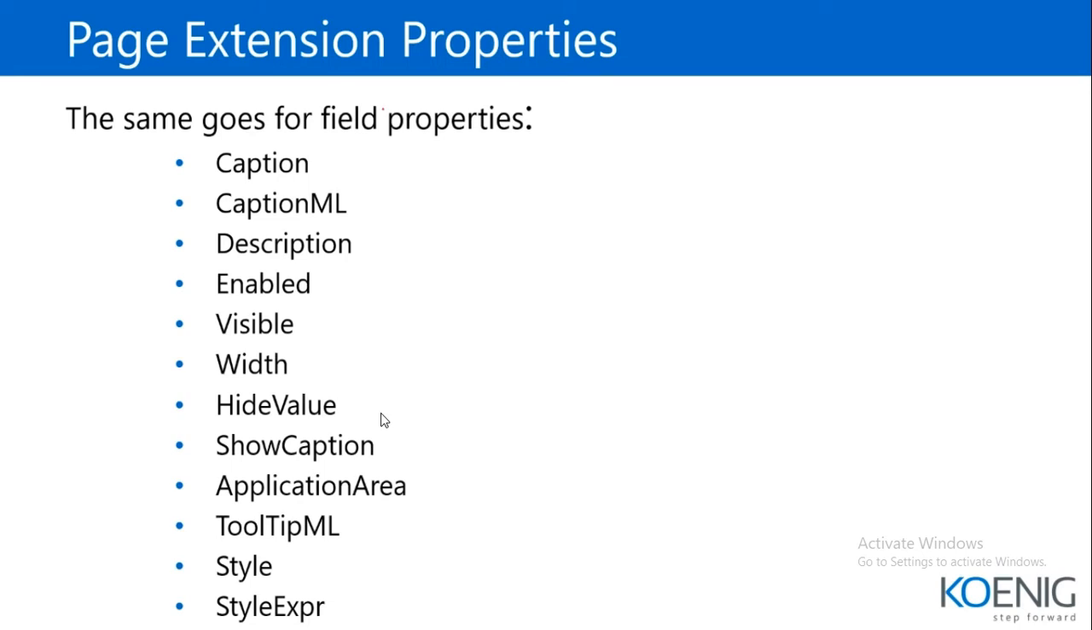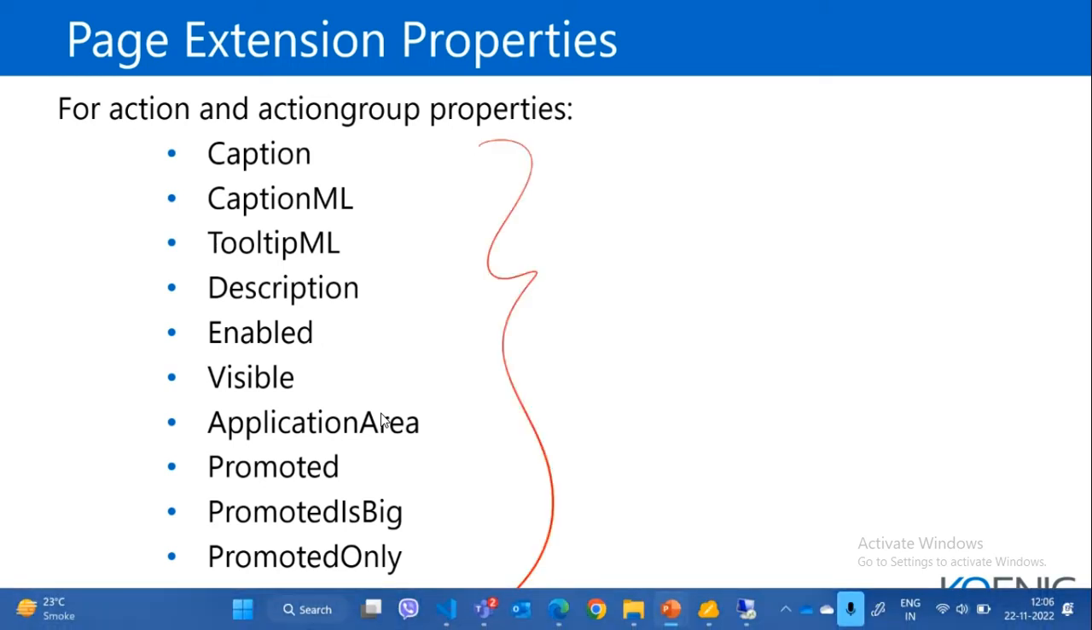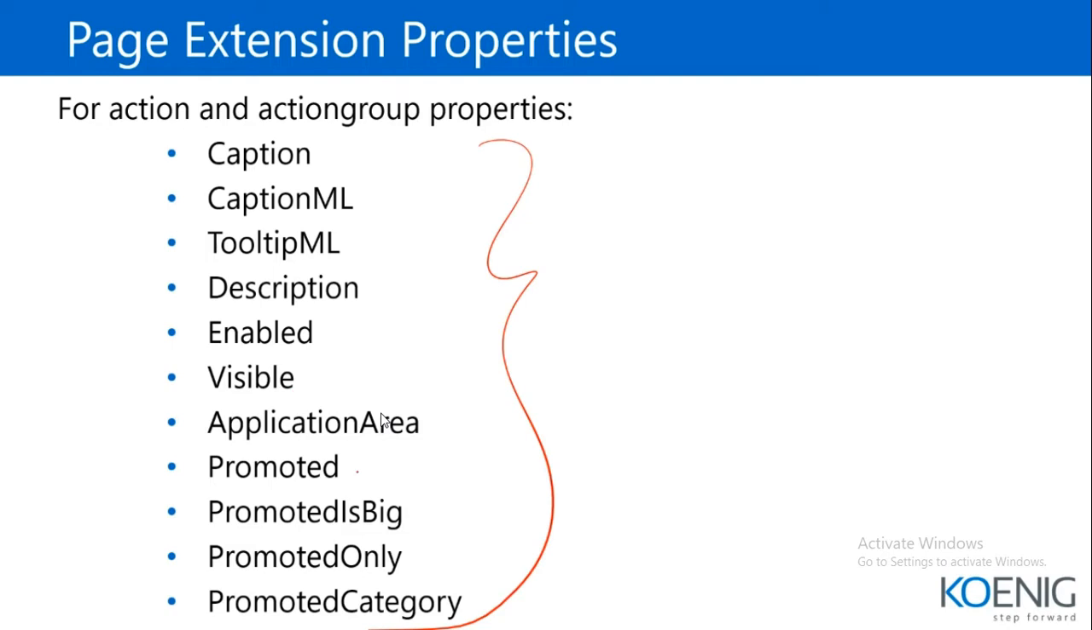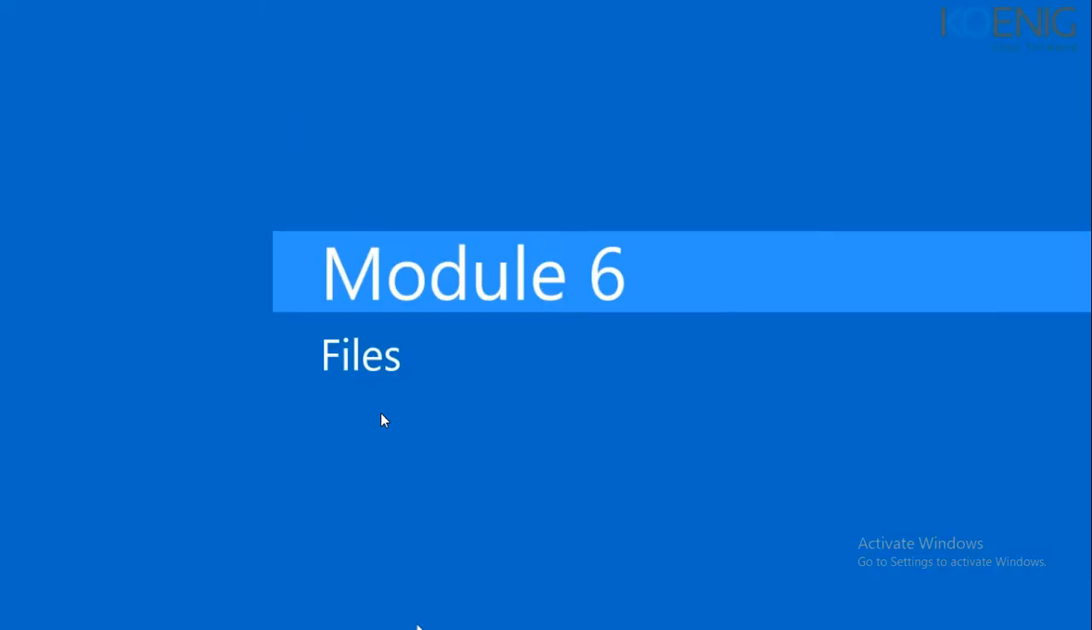And likewise, we have page properties, we have field properties. So these are the field properties that we can change. We have the action and action group properties also. So we can also change these. See, we can change the promoted action also. Like if we want to promote it in some different area, we can also change it. So with this, we are done with the fifth module. Let's do a demo.